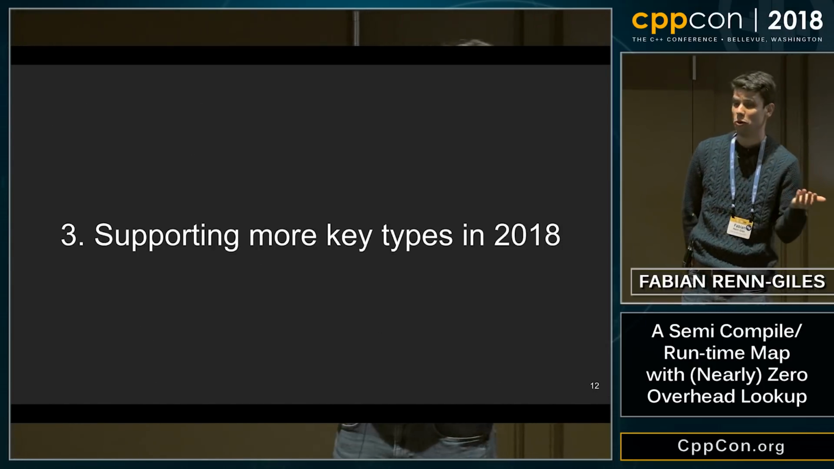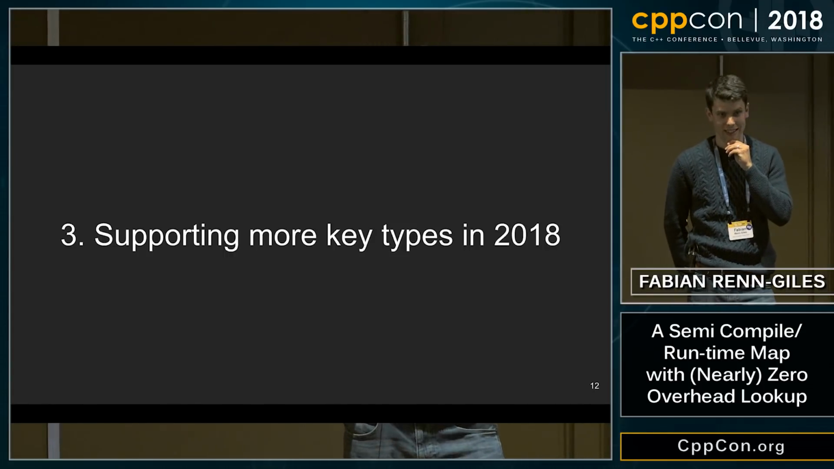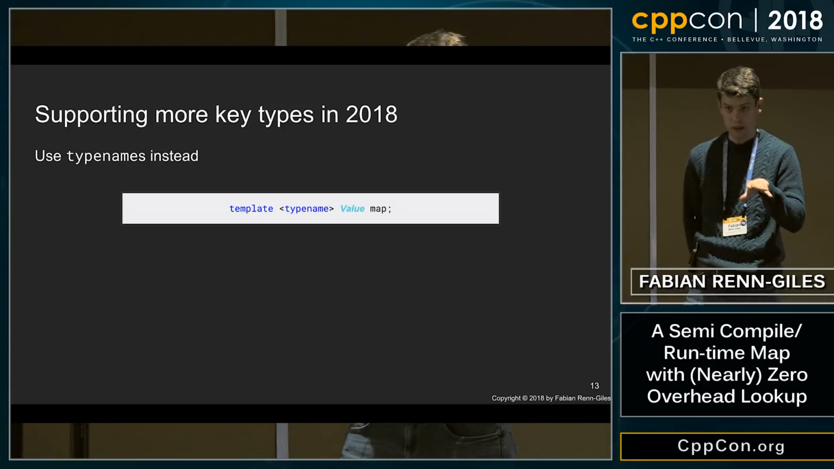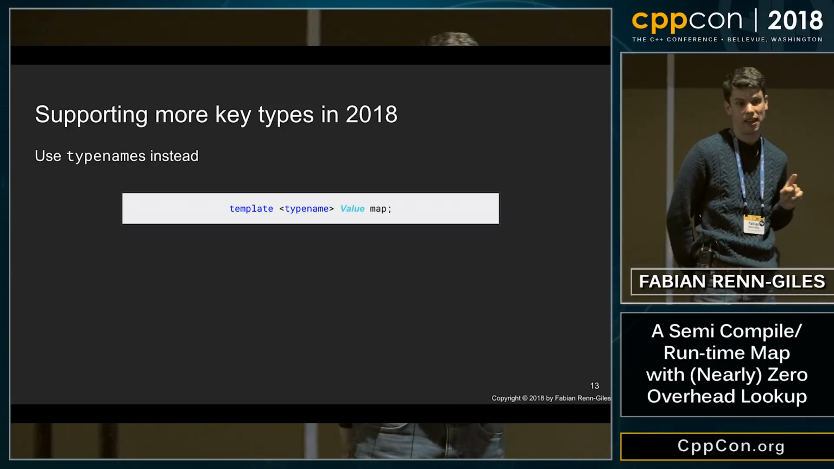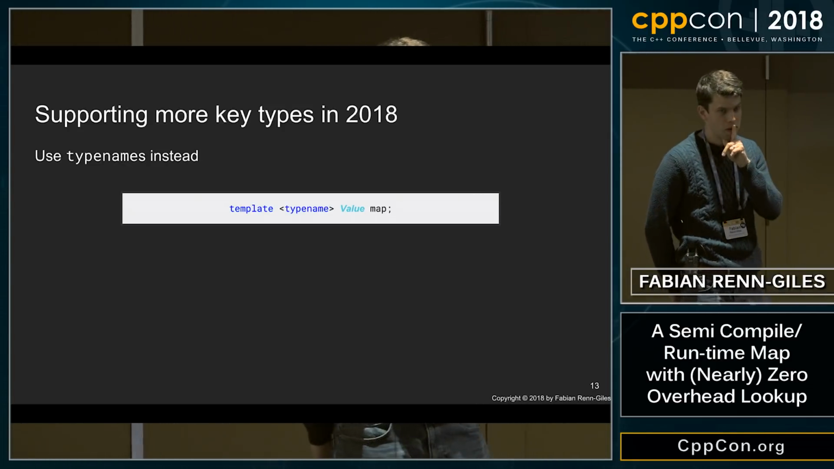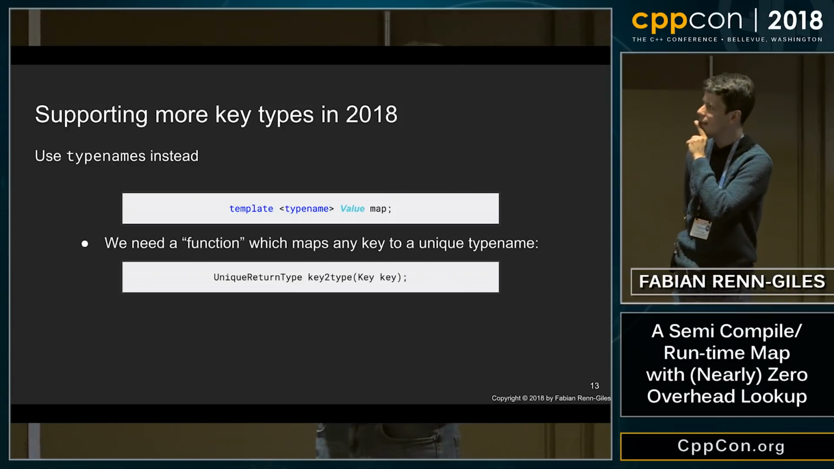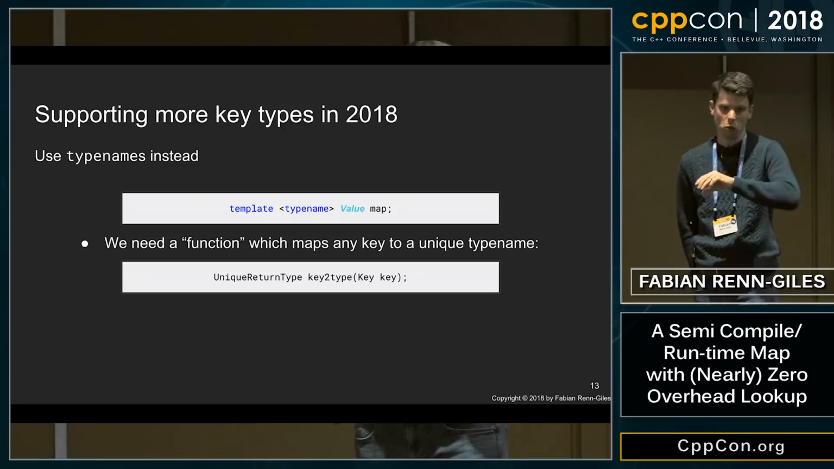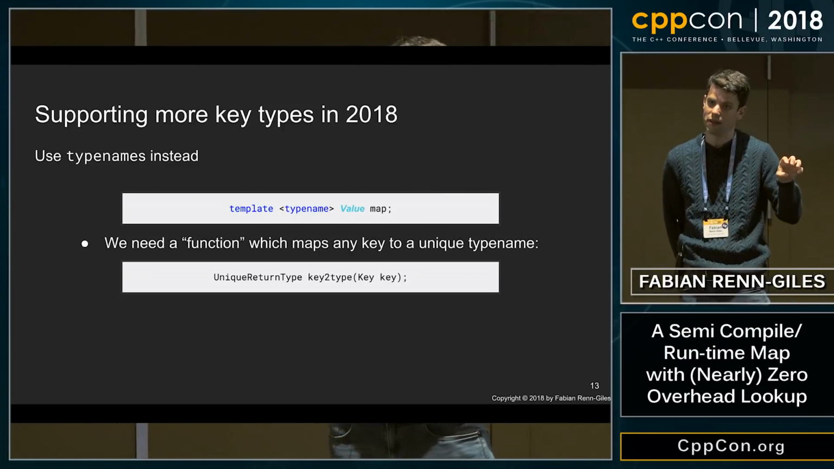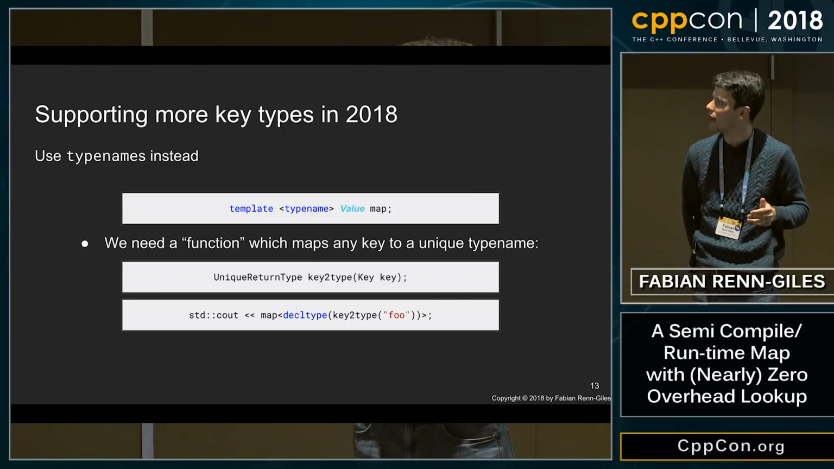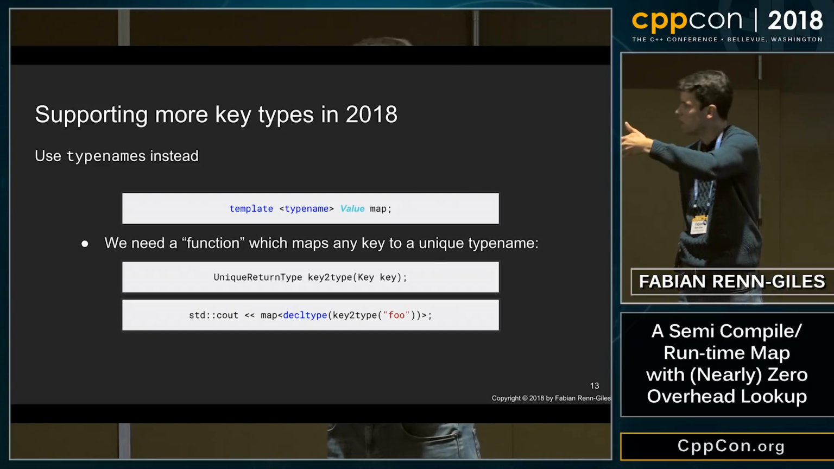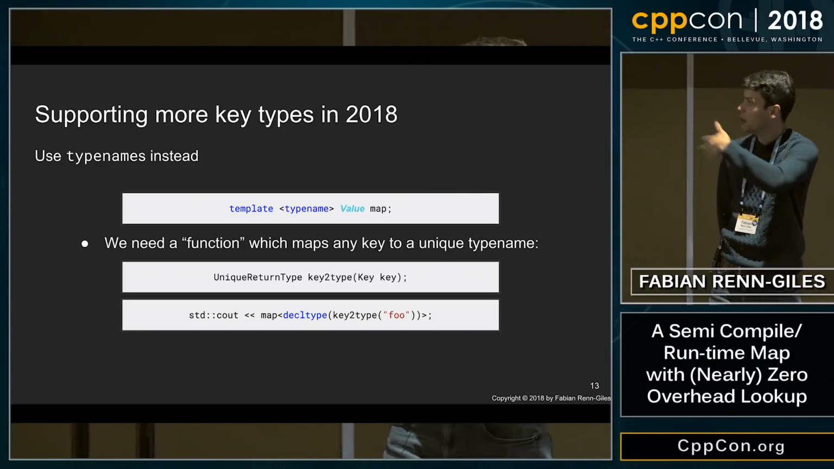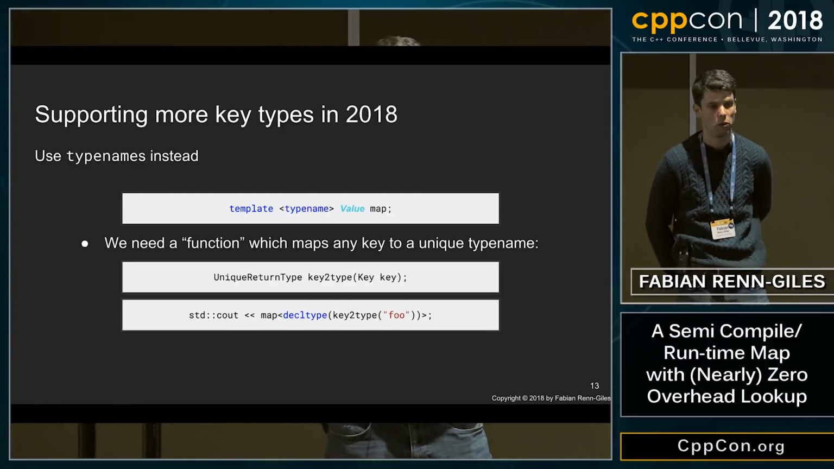So how do we support more key types in 2018? Instead of using a non-type template parameter, I'm just going to use a type name for a moment, right? And I'm going to try to write a magical function which takes a key, and depending on what that key is, it will always return a unique type. And then we can use it like this, right? We can just put foo into key to type. That returns a unique type. We take the decltype, and then we just pass it to that global variable.